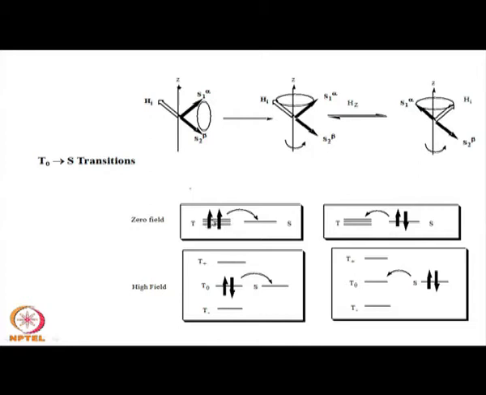So, in this case, in zero field, all three triplet sublevels are taking part in this process, but in high field only T 0 to S or S to T 0 is taking part, and T plus and T minus are widely separated. So, they are not able to take part in it.